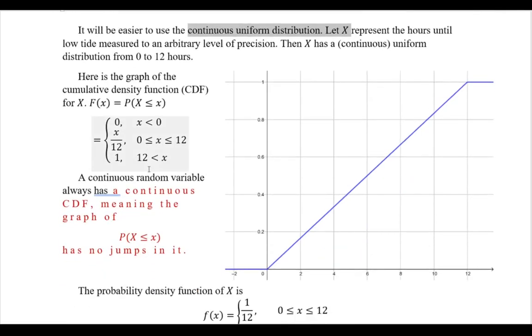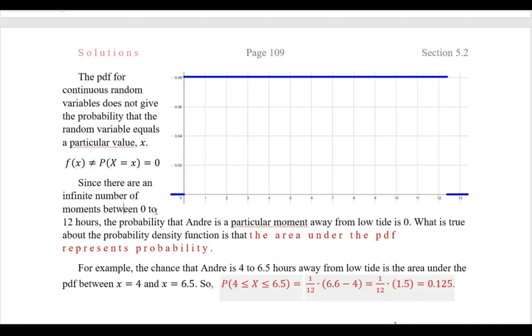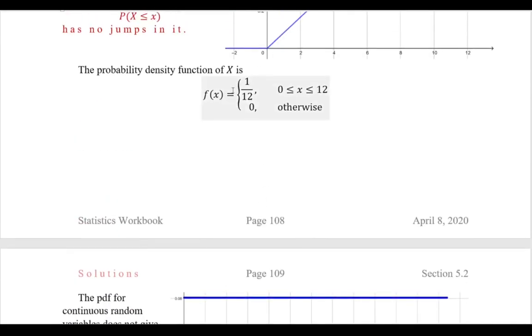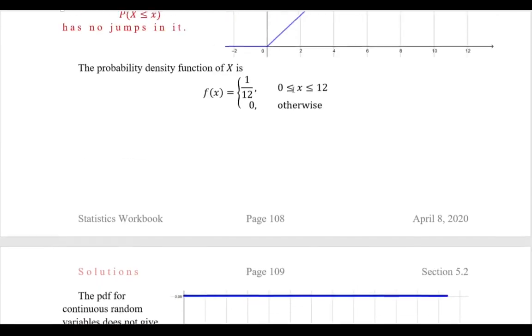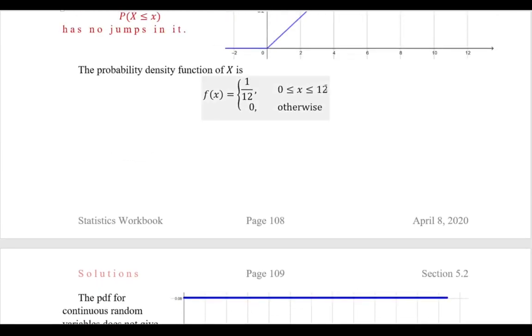If we let x represent the hours until low tide measured to an arbitrary level of precision, then x has a continuous uniform distribution from 0 to 12 hours. Here's the graph of the CDF. The probability density function for this random variable would be graphed here. So f of x equals 1 over 12 when x is between 0 all the way up to 12 and 0 everywhere else.